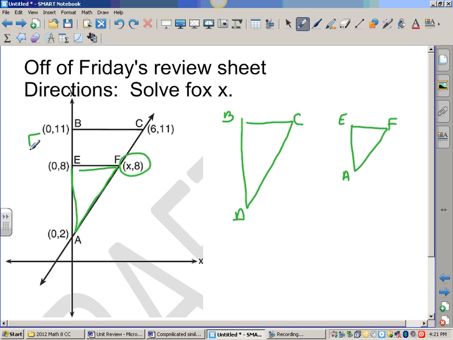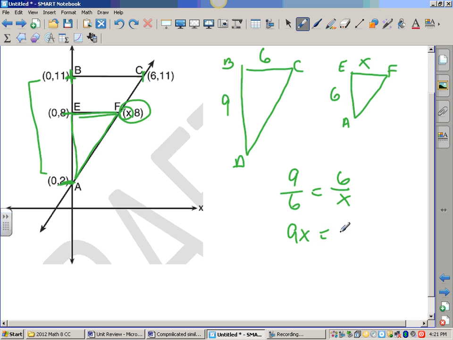You don't know the length, but that's why they gave you the coordinates. If you start at 2 and you're up at 11, that's a length of 9. If you're starting at 0 and you walk to 6, this is a length of 6. You can do the same thing here with this triangle. If you started at 2 but only went up to 8, that's a length of 6. You have no idea the length of EF because that's the value you're looking for in the first place. And now you just have similar triangles. 9 is to 6 as 6 is to x. Cross multiply, 9x equals 6 times 6. 9x equals 36. Divide by 9, and you get 4.